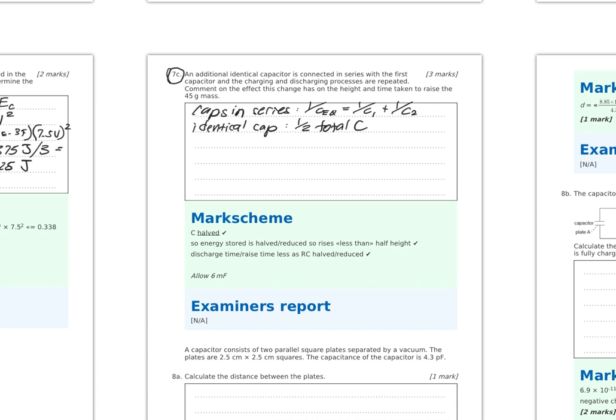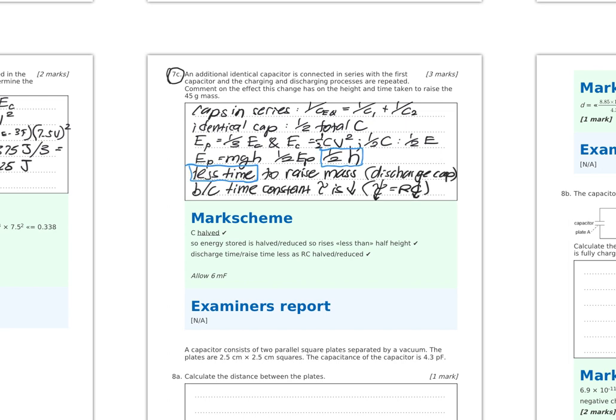Well, if we have half the total capacitance, that's going to halve the energy. So the potential energy is 1/3 the capacitor energy, but capacitor energy is directly proportional to capacitance, so if I have the capacitance, I have the energy. And the potential energy, of course, is mgh. And so if I have that potential energy, I'm going to have the height because the energy and the height are also directly proportional. Now, as for the time it takes, the discharge time on the capacitor. All right, so yeah, half the height.